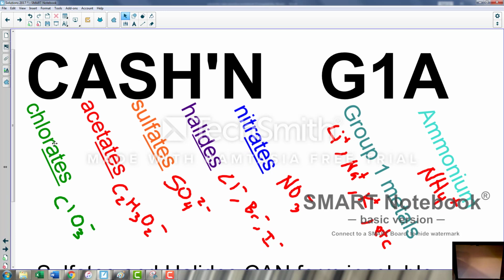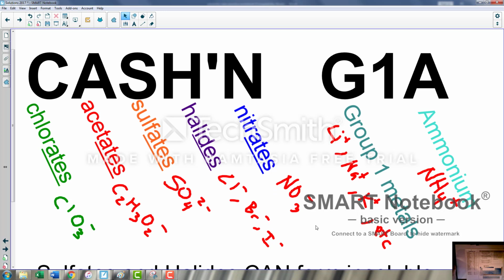C is chlorates, not chlorides. If you look on the back of your periodic table at the polyatomic ions, there are quite a few that look really similar: chlorates, chlorites, hypochlorite, and perchlorates. But we're only talking about the one that says ClO3, chlorates. Acetates and sulfates, you know what those are. Halides are your halogens that end in ide, so chloride, bromide, and iodide. They all follow the same trend. And then the other negative one is nitrates.